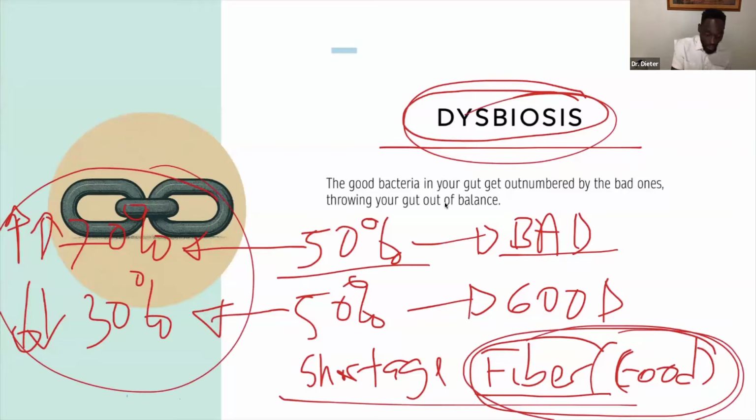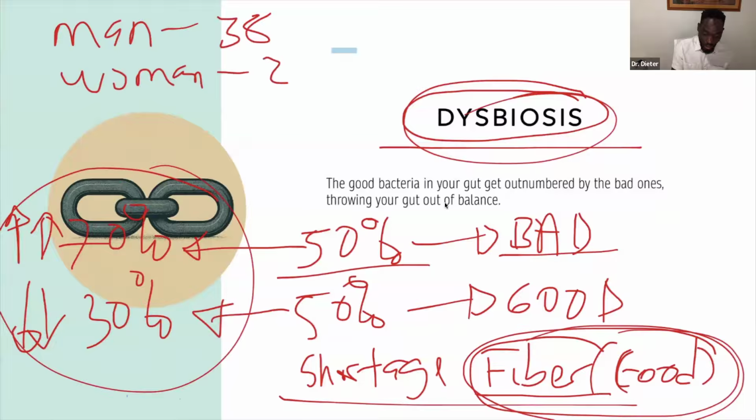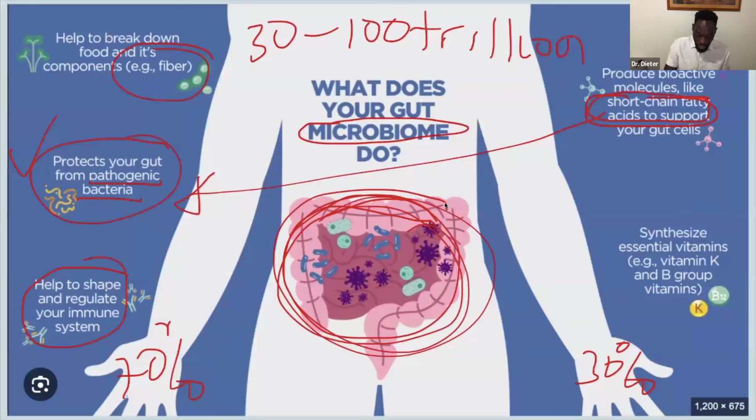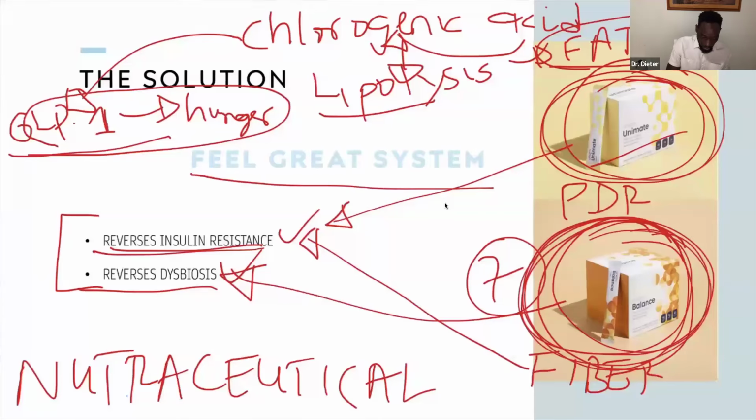In our current day and age in America, a man is supposed to be consuming 38 grams of fiber a day. A woman is supposed to be consuming at least 25 grams. We're consuming an average of 10 to 12 grams of fiber a day. So, by consuming enough fiber, you restore the food that the microbiome requires and you reverse dysbiosis. So these two entities are powerful tools in helping to reverse the root cause of the problem.